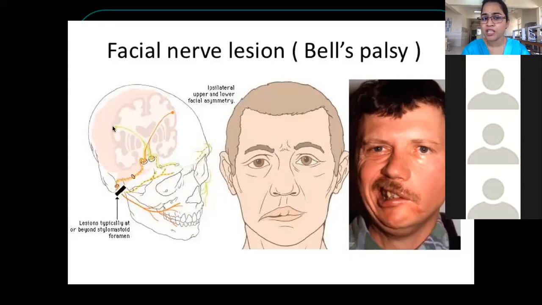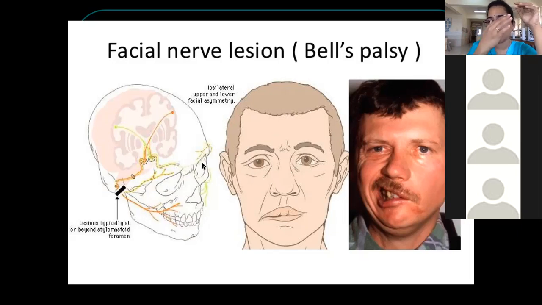What is happening if there is injury in the brain? The opposite side of the face is getting paralyzed. So if there is a one-sided nuclear lesion, that is, one side of the brain injury, the opposite side of the face is getting paralyzed. This is called contralateral paralysis. Clear? Are you guys here with me? What is contralateral paralysis? Contralateral means opposite side.